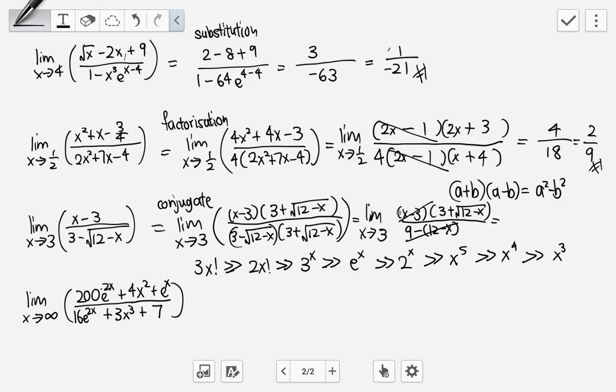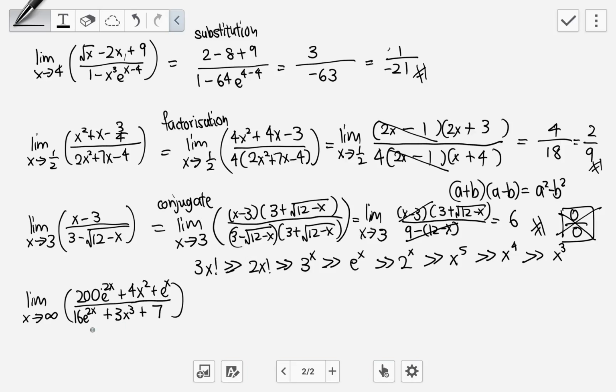So when I substitute the 3 inside, I get 12 minus 3 is 9. Root 9 is just 3. 3 plus 3 is just 6. So I get my limit is 6, which is not the 0 over 0 that we found earlier. This is unreliable, as I mentioned again. So how about for this expression?